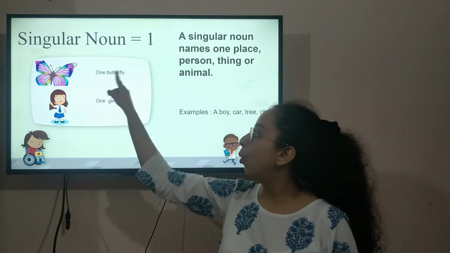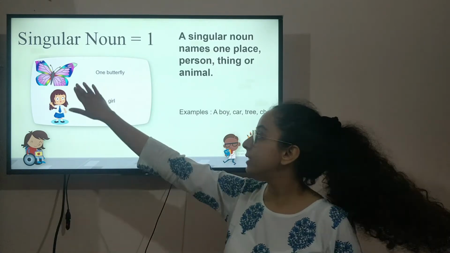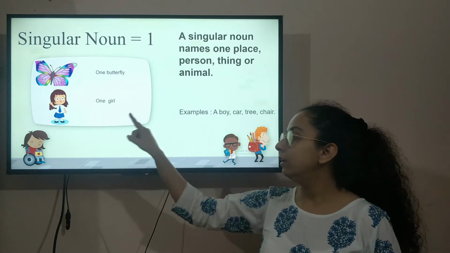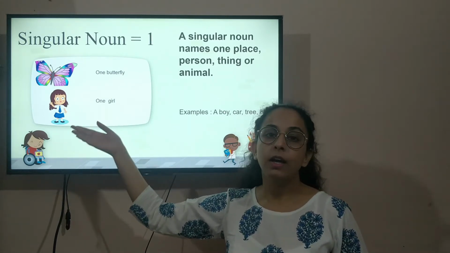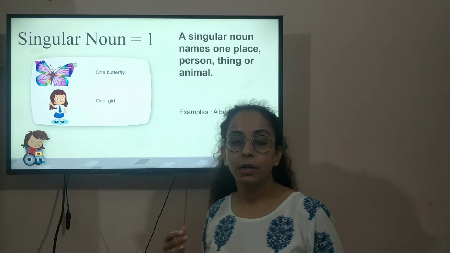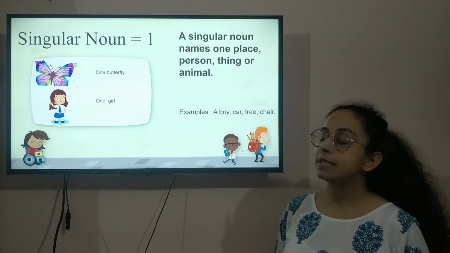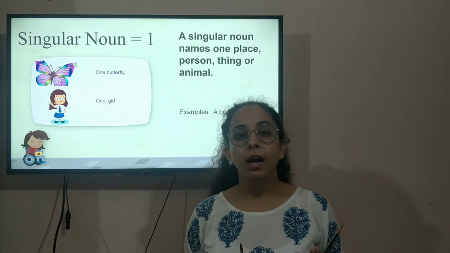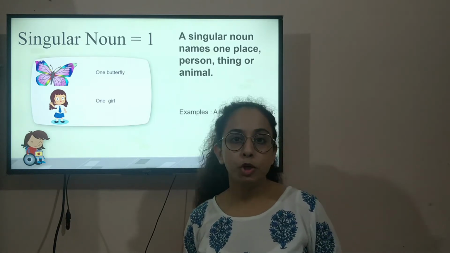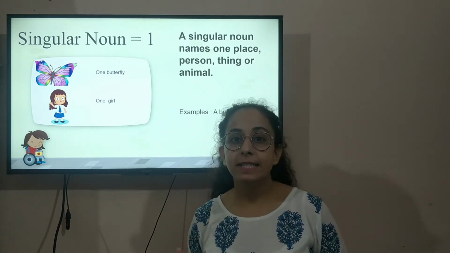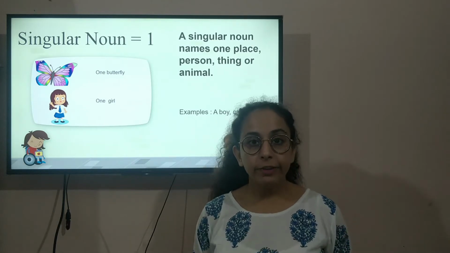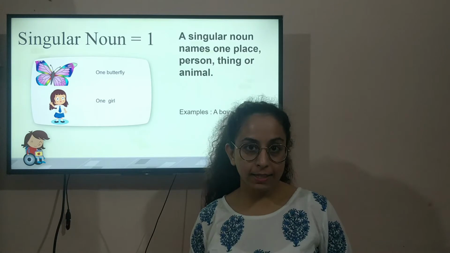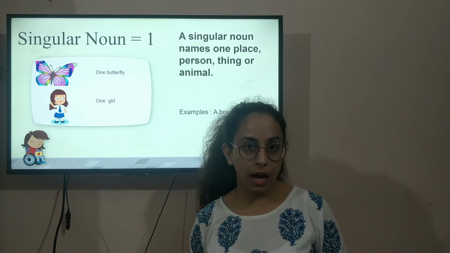Like here, one butterfly. So this is a singular noun. One girl. So this is again a singular noun. These are the examples: a boy, a car, a house, a butterfly, a laptop, a pencil, an eraser, a box. Everything that is one in number will be called a singular noun.